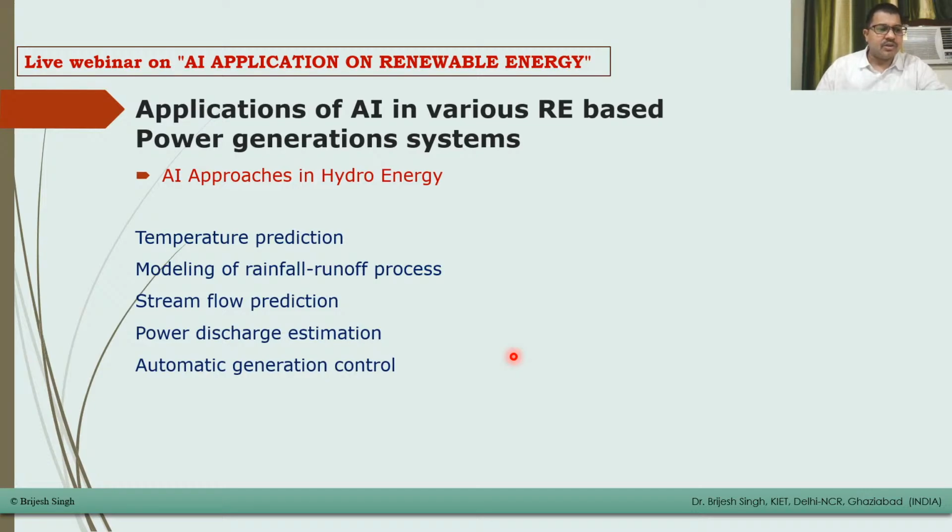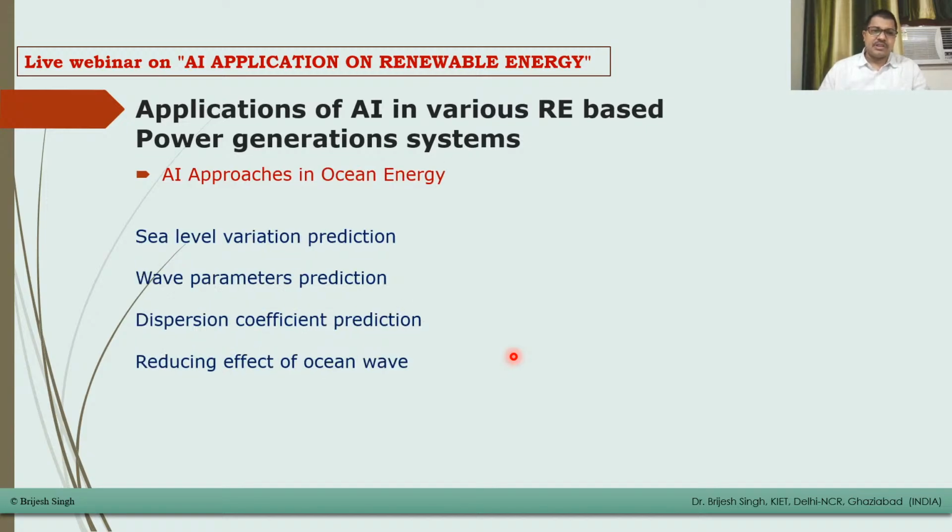Similarly, for the hydroelectric power plant: temperature prediction, modeling of rainfall, runoff process, stream flow prediction, power discharge estimation, automatic generation control. In these areas, you can apply artificial intelligence.